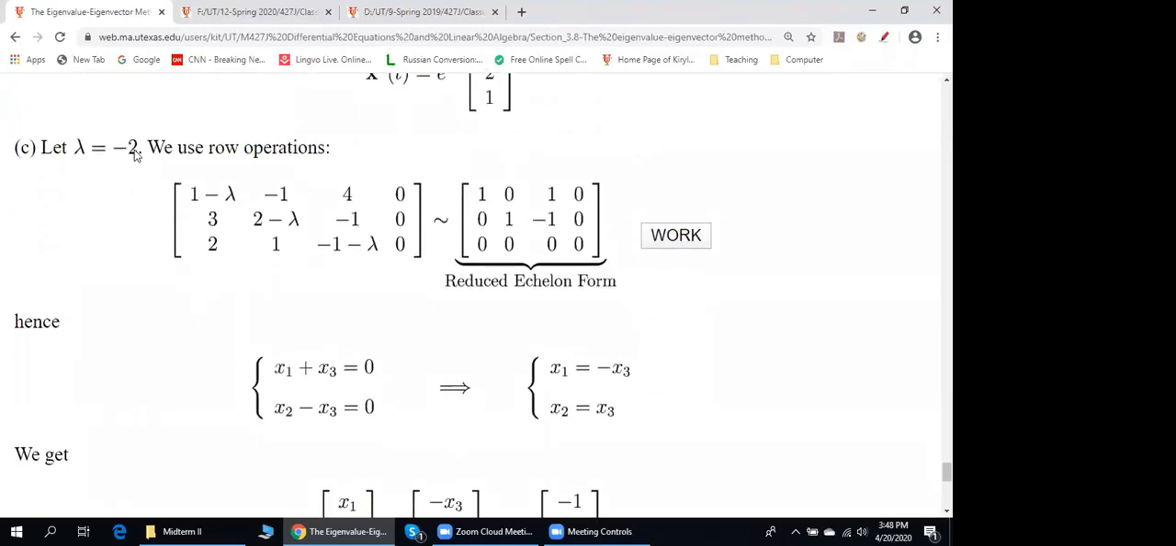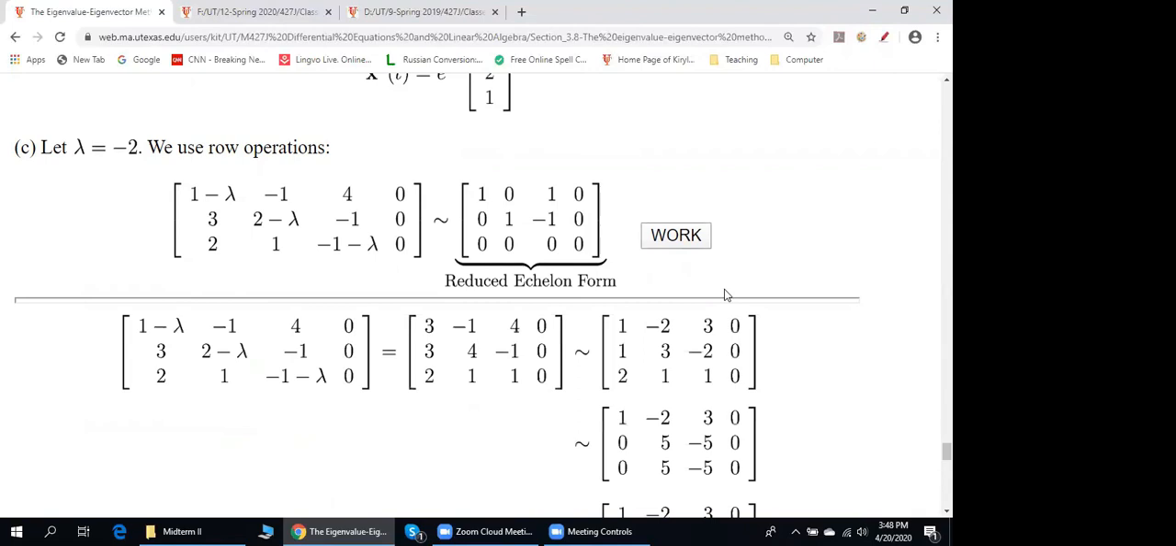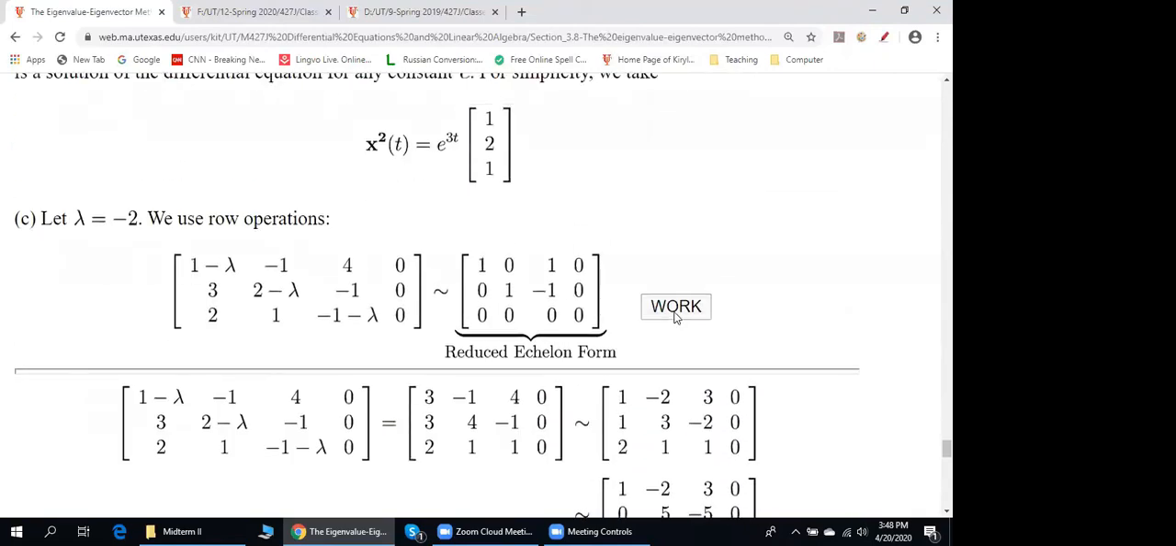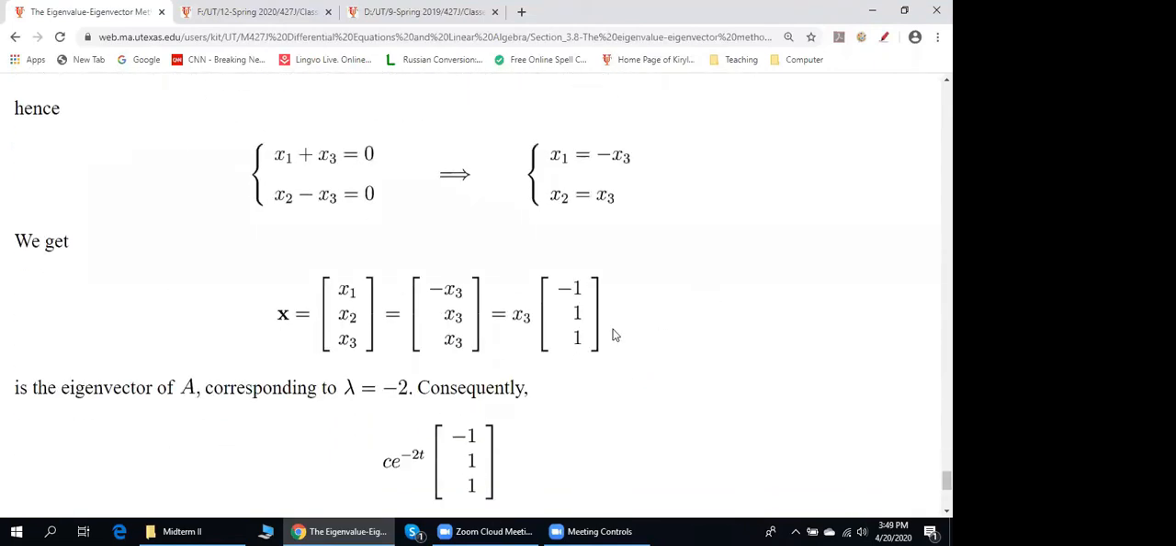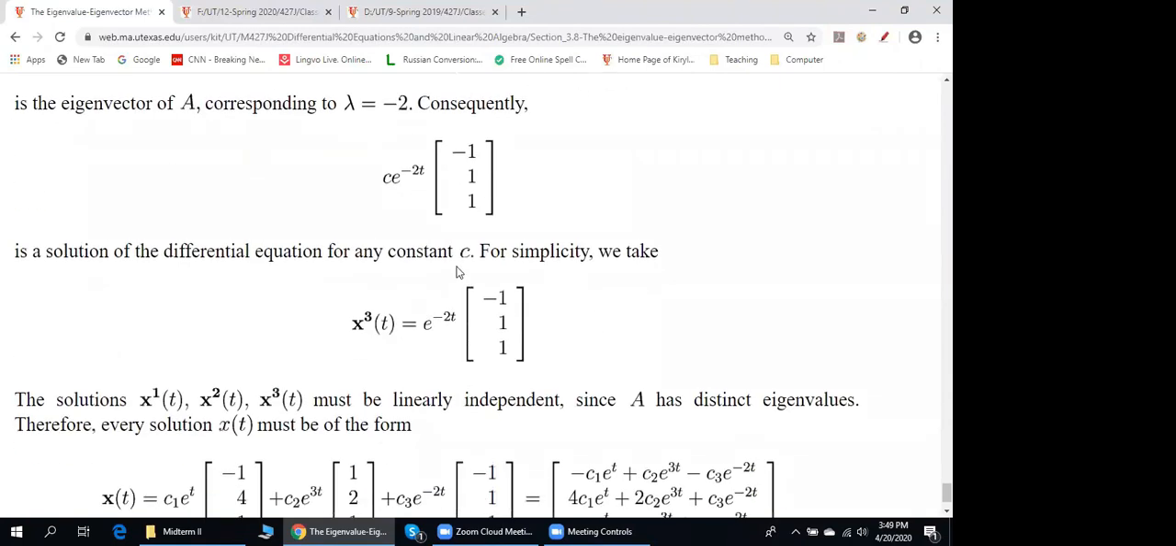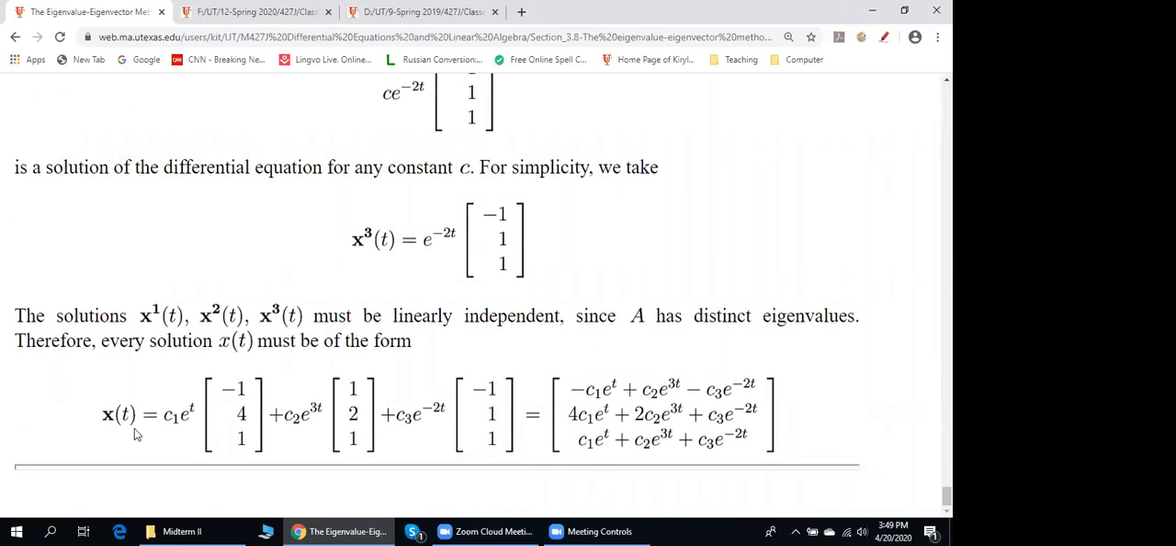Lastly, for lambda equal to -2, we apply again the same procedure, and here are all eigenvectors. Therefore, this is particular solution number 3. Lastly, the general solution of our system is C1 times particular solution number 1 plus C2 times particular solution number 2 plus C3 times particular solution number 3. We are completely done. Any questions?